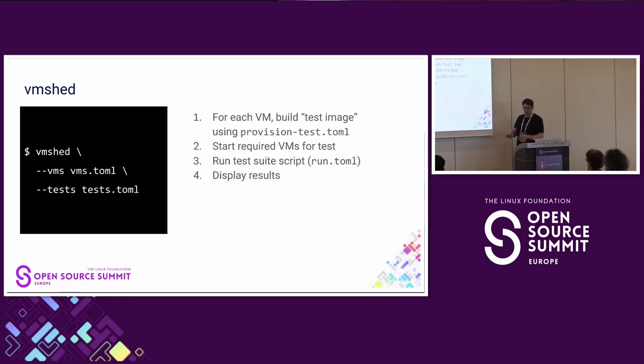Once we have all the test images, it builds those for every distribution or every VM that we specify. Once we have that, it starts the required VMs, so two VMs or three or five based on the test.